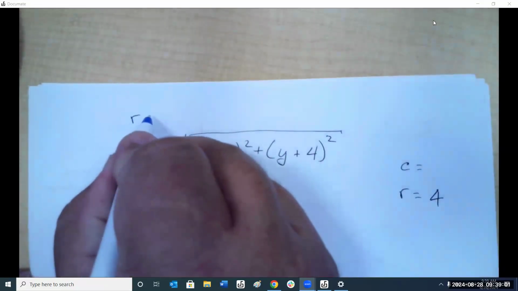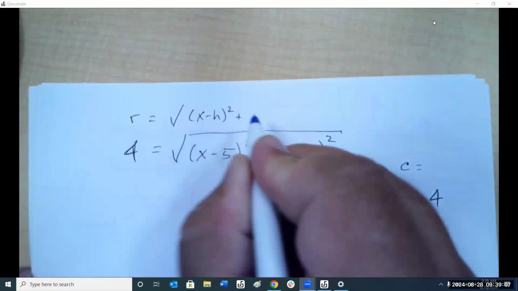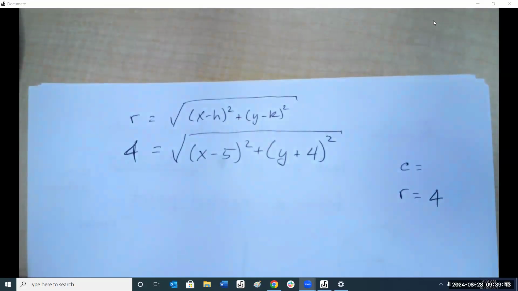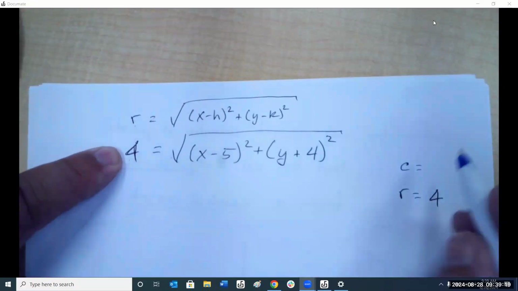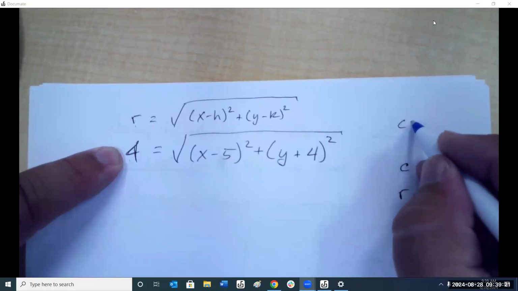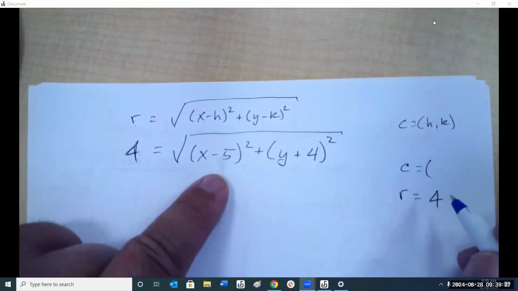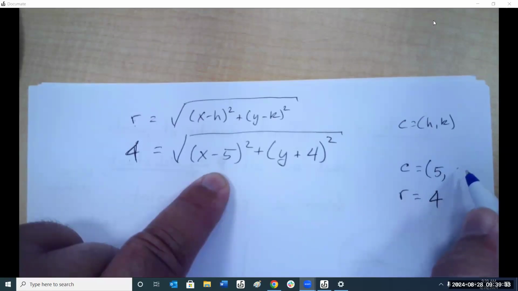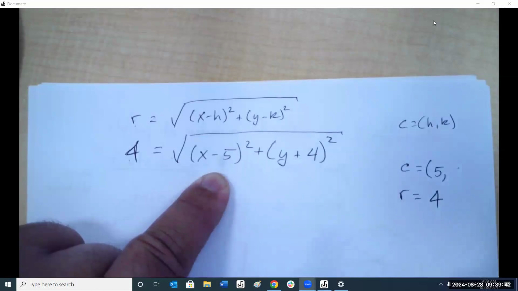Easiest way to do this is write down the equation. Since it has a square root, we're using this one. So the radius is what the radius is. What's my center? Remember, my center is H, K. 5, 4? It can't be because they have different signs. 7, 8? Negative 1?